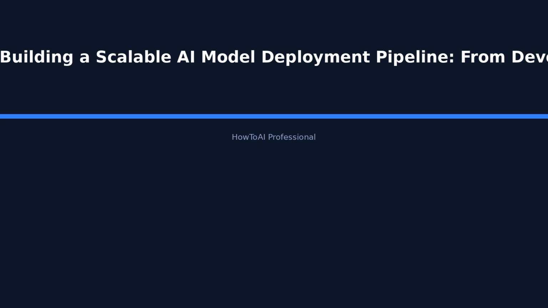Section 1: The importance of a deployment pipeline. Before we get into the nitty-gritty details of how to construct a scalable deployment pipeline, let's first understand why it's crucial. In the world of AI, developing a model is just the beginning. The real challenge lies in deploying that model effectively so it can deliver value in a real-world environment. An effective deployment pipeline allows teams to automate and streamline the process, ensuring that updates can be made quickly and models can be continuously improved.